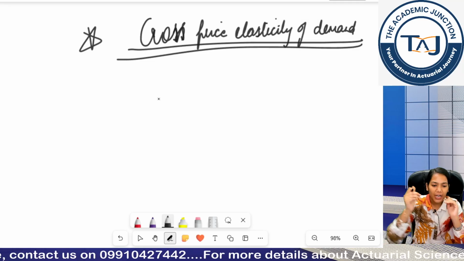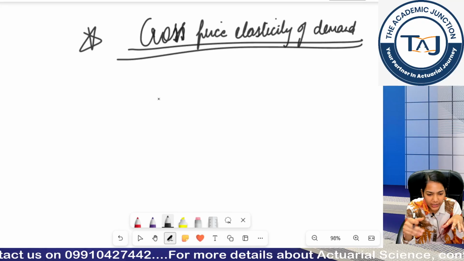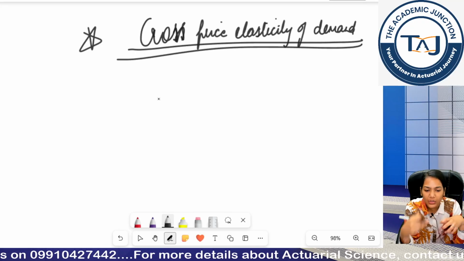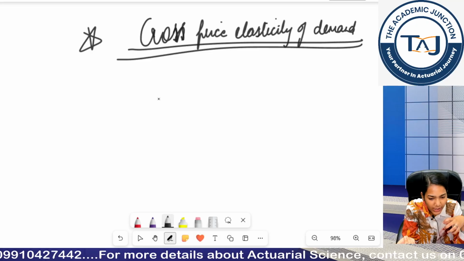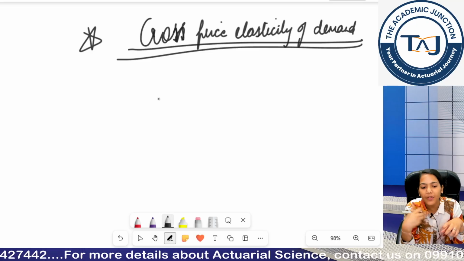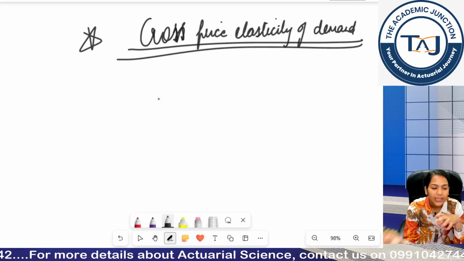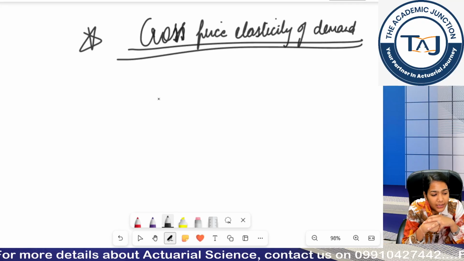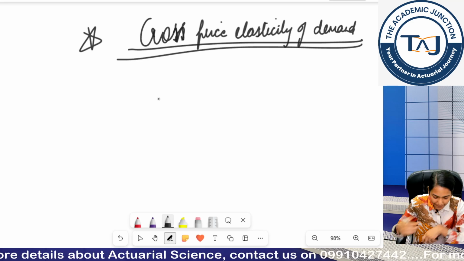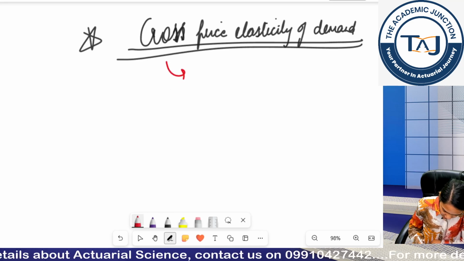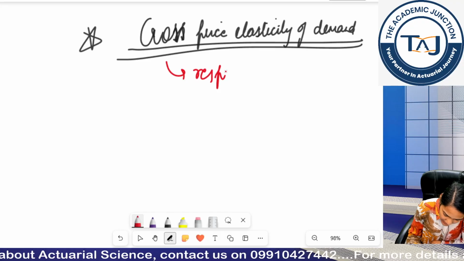So it is not only the change in own good's price that may change the quantity demanded, but the prices of other goods which are changing may also bring out a change in my demand elasticity. So note down, this is called responsiveness of change.